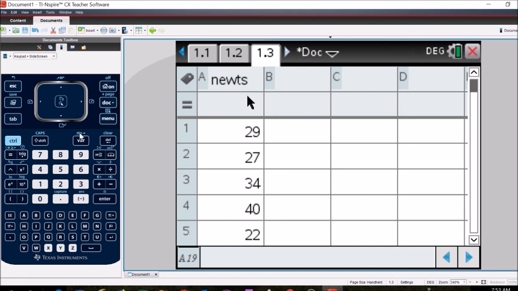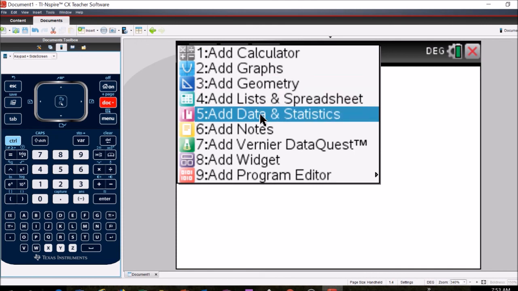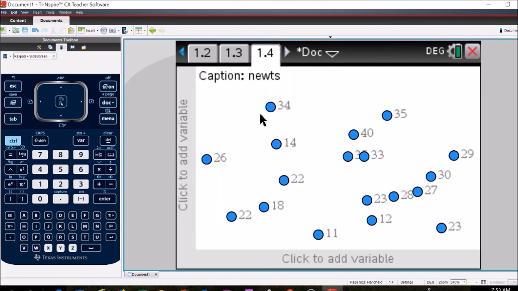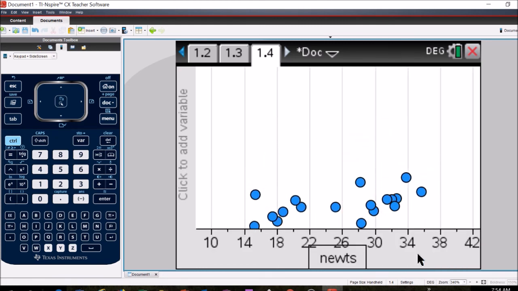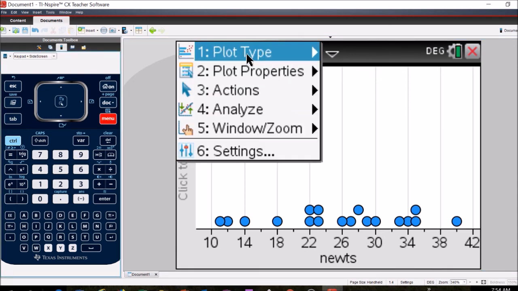Okay, let's visualize them. To do that, we need to add a new page. That's Control Doc. And we're going to add a data and statistics page. And let's look at our data. What we're looking for is skewness or outliers. Do we see any strong skewness or outliers? No. Okay, so there's nothing here telling us that it's not normal. Let's look at a different representation. Let's see if we can get a histogram.